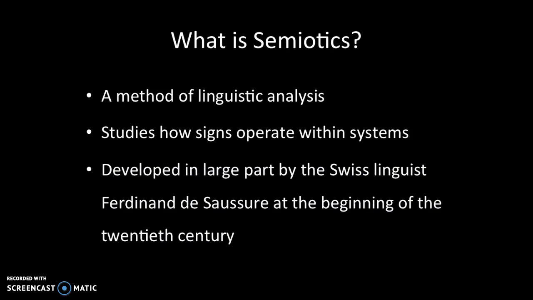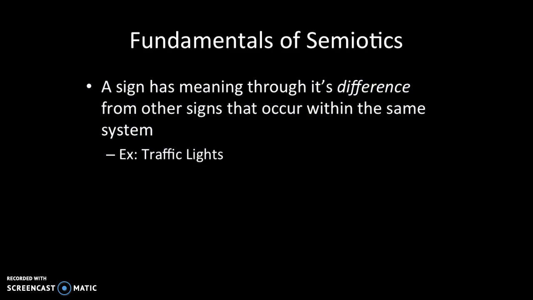While many people have contributed to the development of semiotics, the Swiss linguist Ferdinand de Saussure, who developed his ideas at the beginning of the 20th century, is often considered the father of semiotics. Basically, a sign's meaning can be determined by differentiating the sign from other signs within its system.